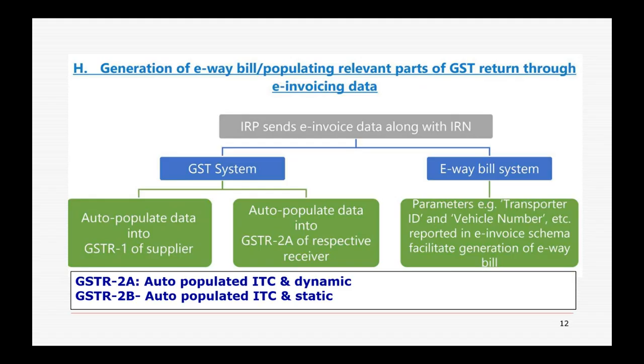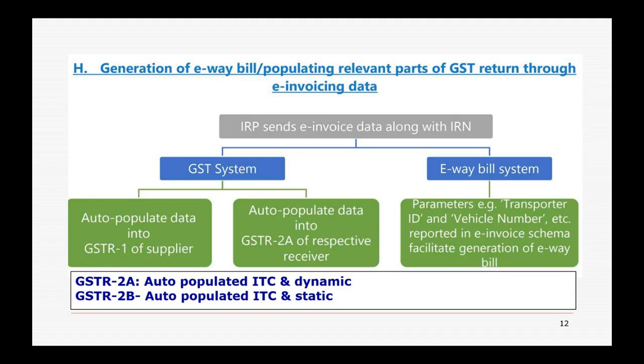Auto populate data into GSTR1. We will see there are different types of forms used for filing the return. GSTR1 is for outward supply. GSTR3B is for payment of tax on the outward supply. There is also one GSTR1A that has been introduced, which is used for the amendment of any supply made or wrongly reported in the GSTR1, between the date of filing of the GSTR1 and prior to the date of filing of GSTR3B. We will discuss that.